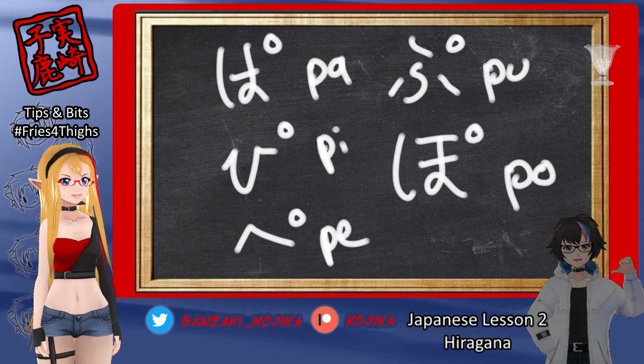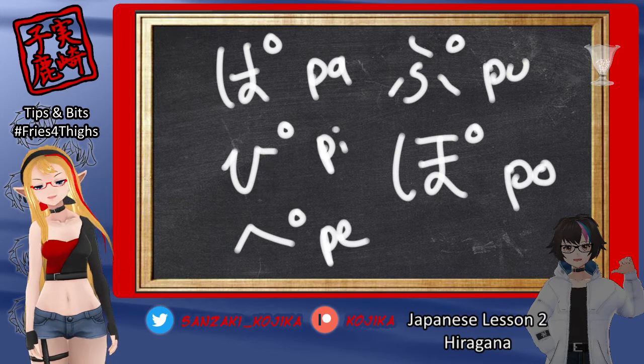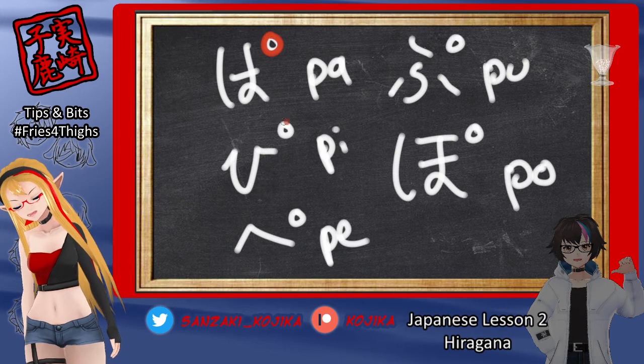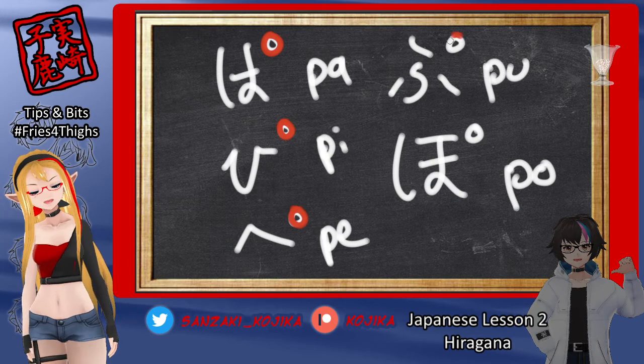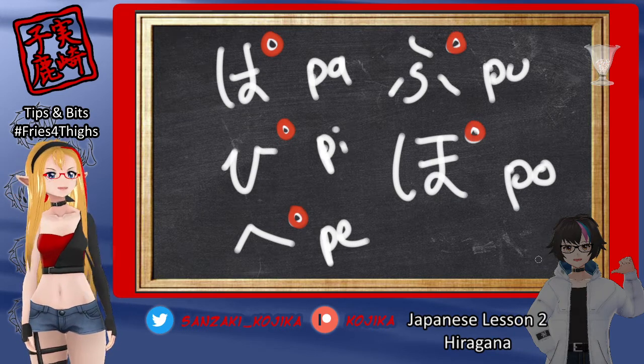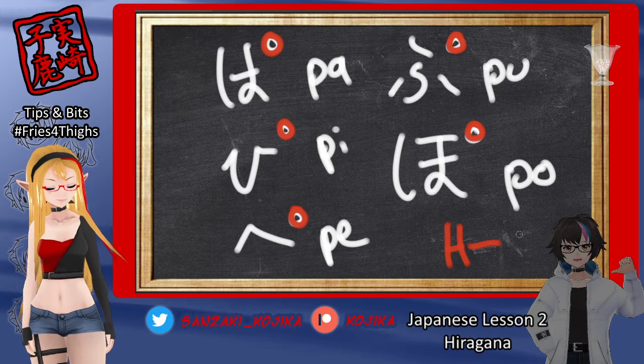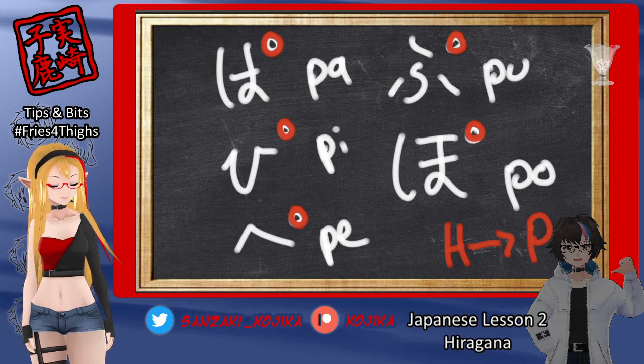So it's not too hard. The maru only ever gets used there. And if you guys remember, the maru is this little circle here. So it's always in this specific position, and it only is used on the H family to turn H to P.